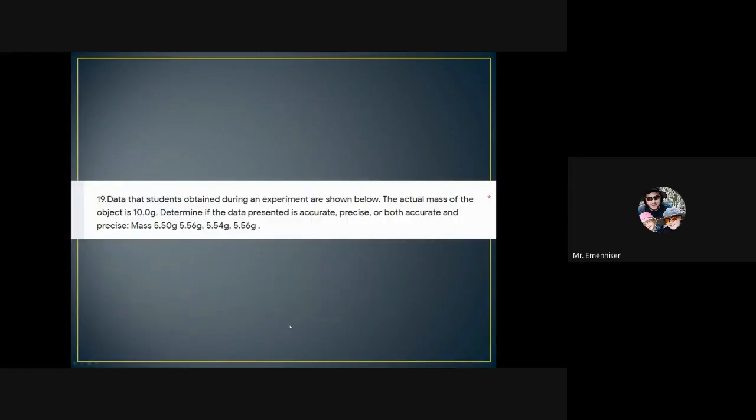Okay. All right, so here's an example. Data that students obtained during an experiment are shown below. The actual mass of an object is 10. So somebody smarter than us measured the mass of this object and got 10. And we know it's supposed to be 10. Okay. Now we measure it with our balance, our cheap balance, and we get 5.5, 5.6, 5.56, 5.54, and 5.56.